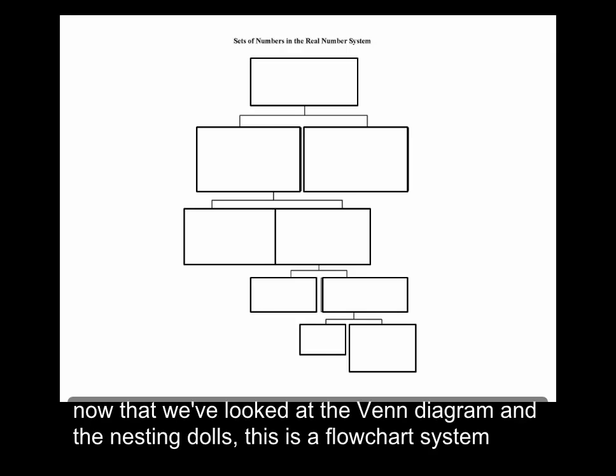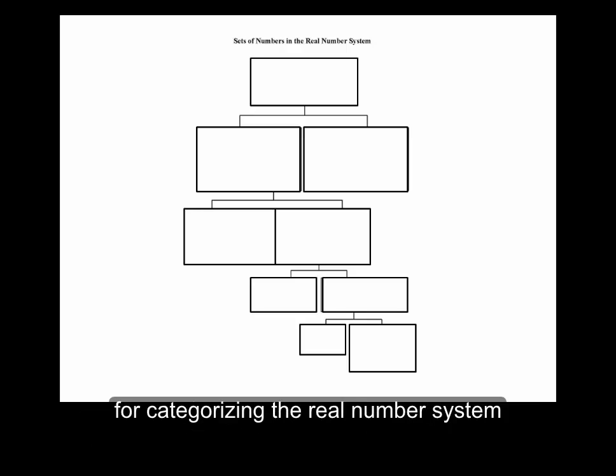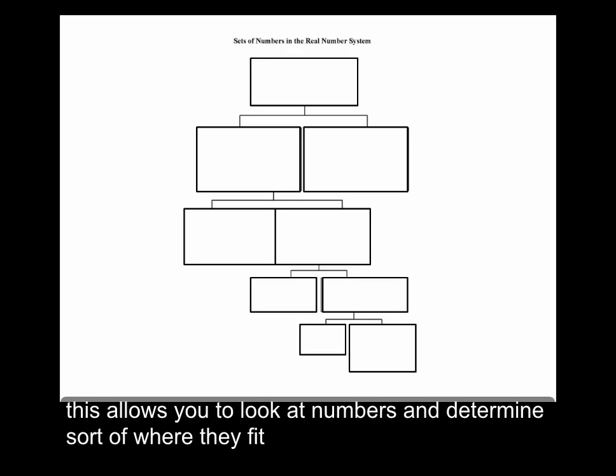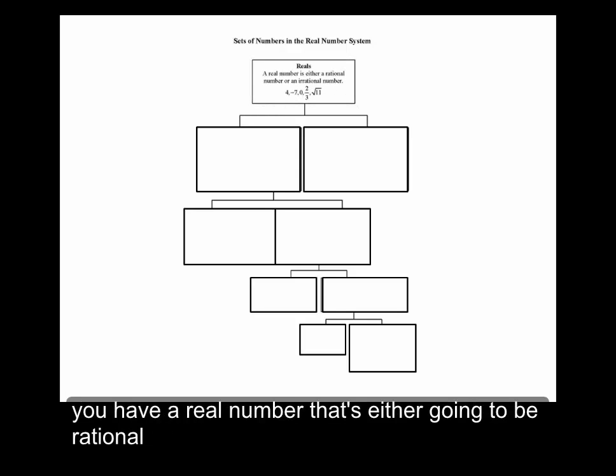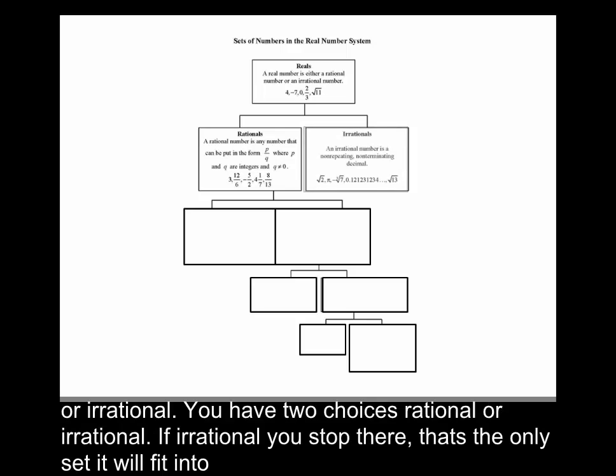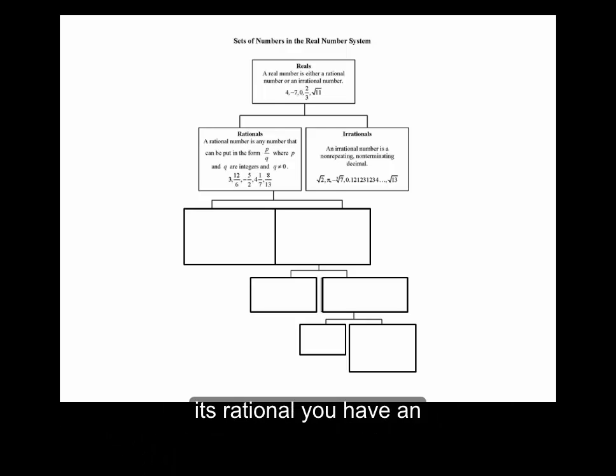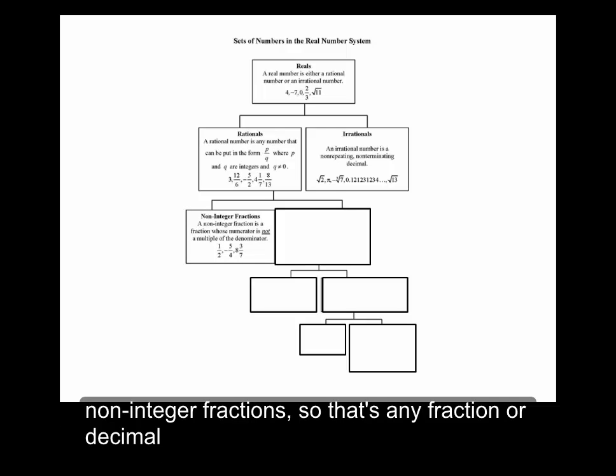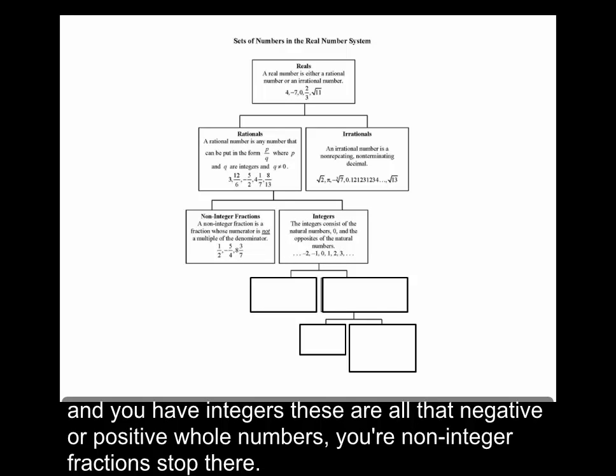Now that we've looked at the Venn diagram and the nesting dolls, this is a flowchart system for categorizing the real number system. This allows you to look at numbers and determine sort of where they fit. We have a real number that's either going to be rational or irrational. You have two choices, rational or irrational. If it's irrational, you stop there. That's the only set it would fit into. If it's rational, you have non-integer fractions, so that's any fraction or decimal. And then you have integers. These are all of the negative or positive whole numbers. If you're a non-integer fraction, you stop there.